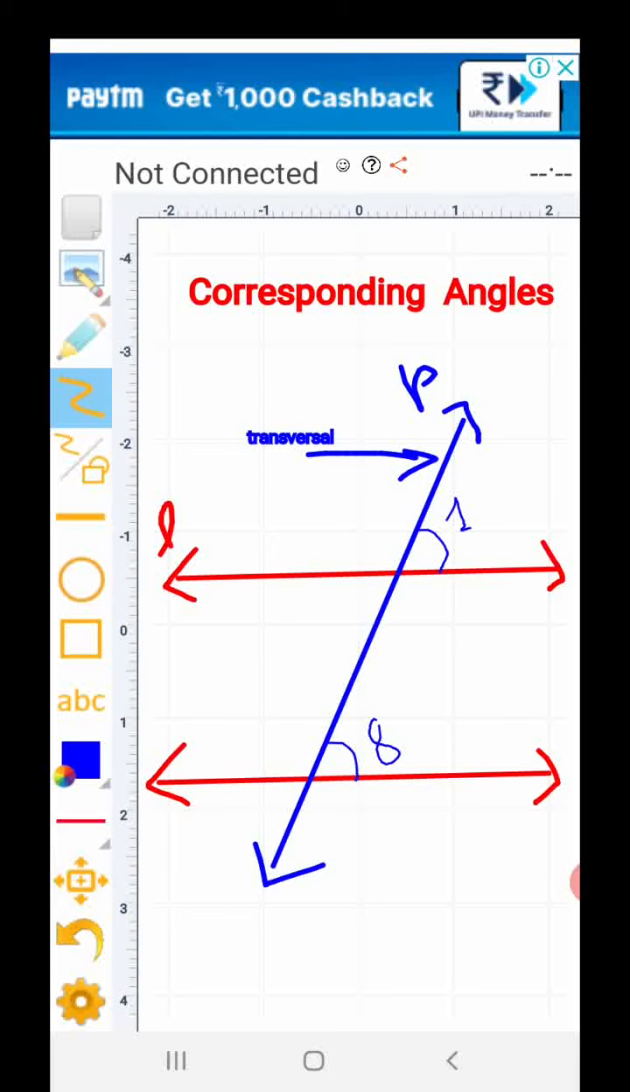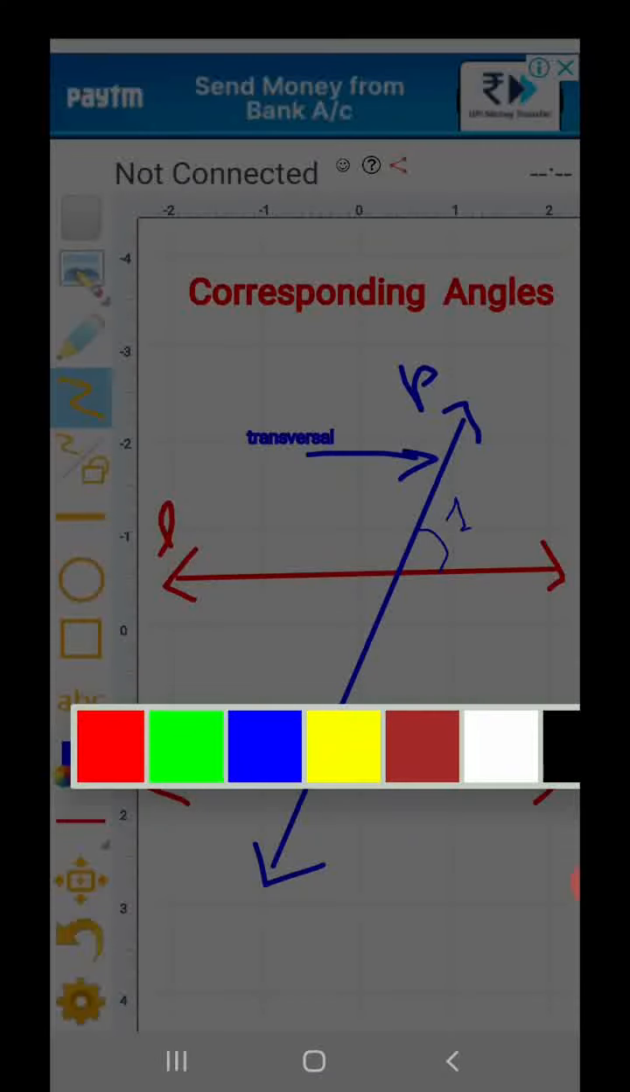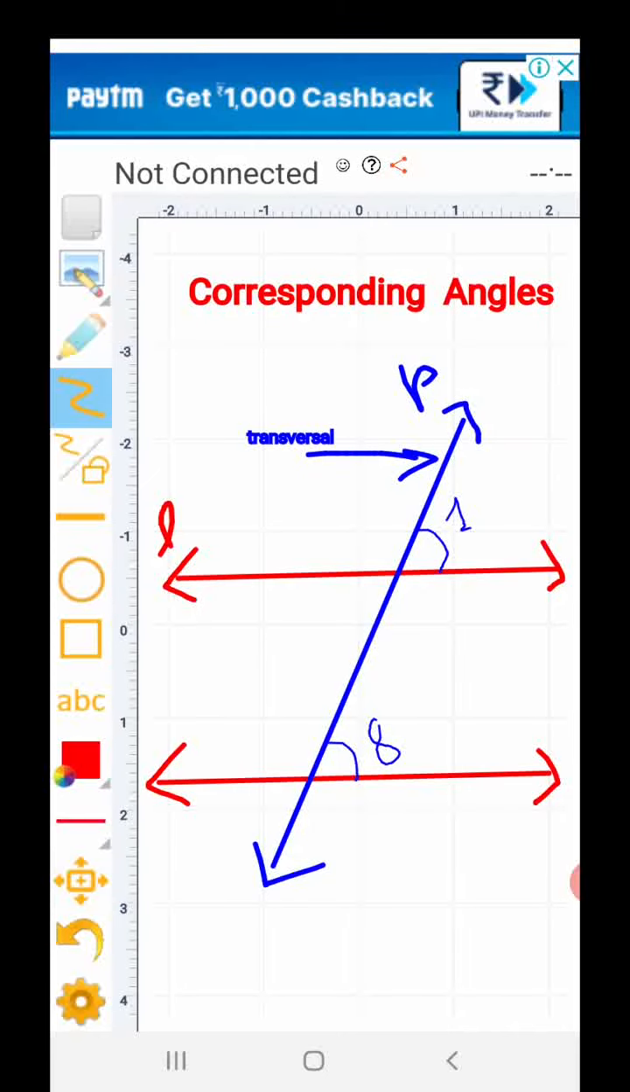Again another pair on this side is this one and this one. Both are on the right side and below the intersecting line. I give the names 4 and this is 7. And one pair, 1 and 8, is a pair of corresponding angles. Similarly 4 and 7 are also a pair of corresponding angles.